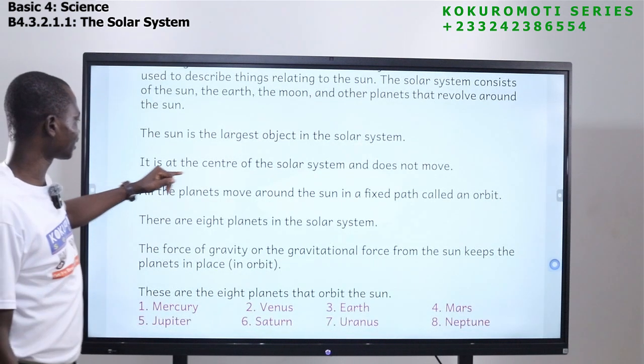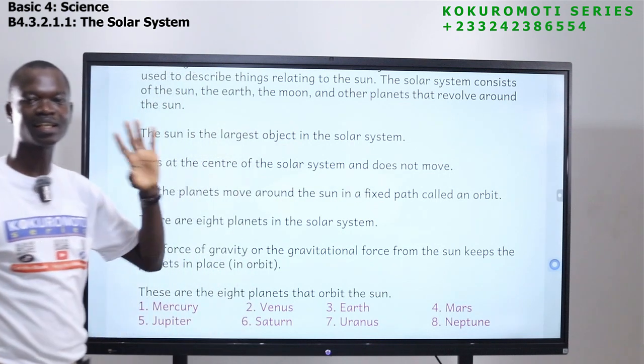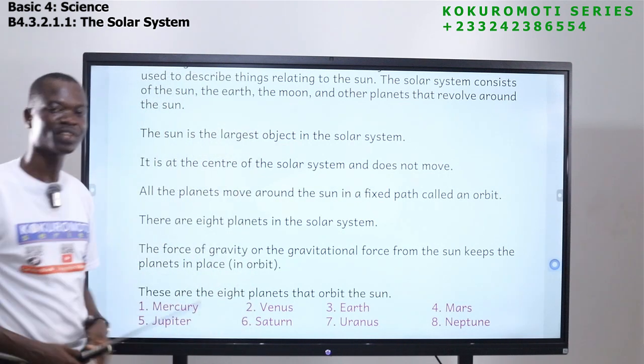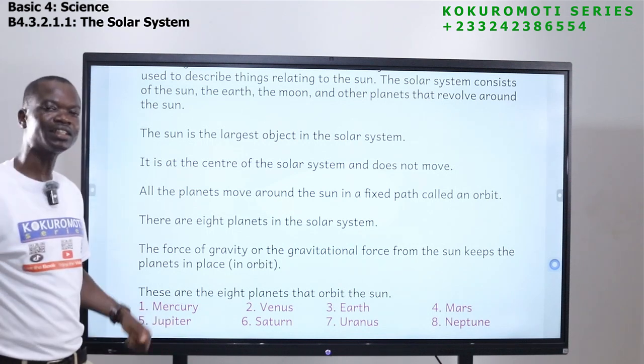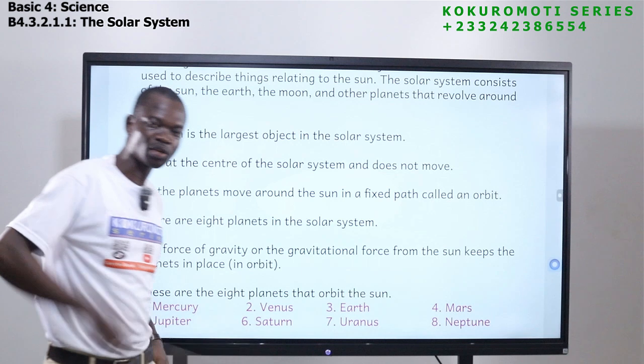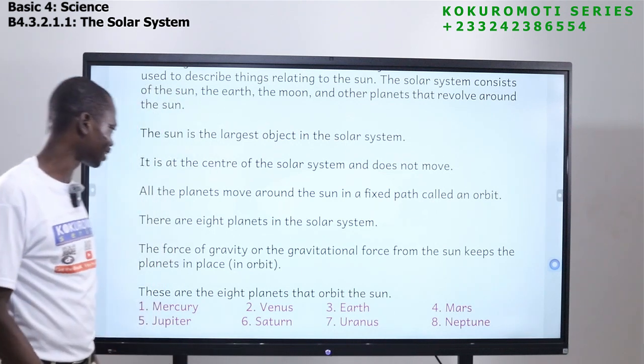It is at the center of the solar system and does not move. Listen, the sun is at the center of the solar system. It doesn't go round the way the planets go round. Okay, so it is always at the center.